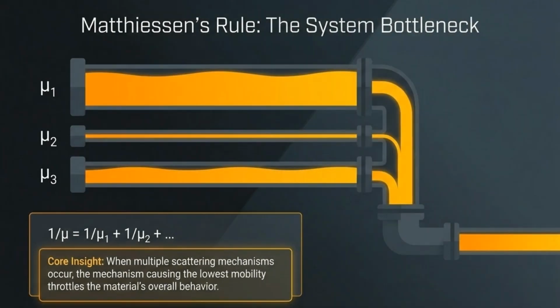Matthiessen's rule describes the system bottleneck. When multiple scattering mechanisms occur, the one causing the lowest mobility throttles the material's overall behavior.